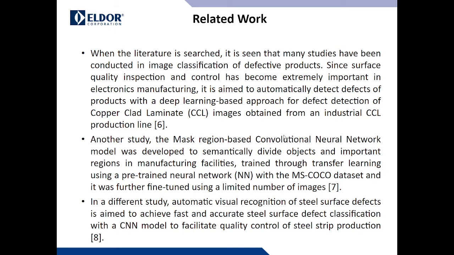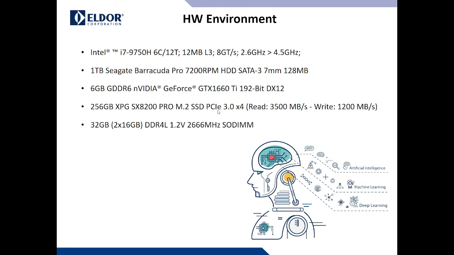But first of all, when the literature is researched, it is seen that many studies have been conducted in image classification of defective products. It can be surface quality inspection, or it can be a mass gradient based classification. There are lots of examples we can give. This is my environment to solve this problem. We have a 6 GB GDDR6 NVIDIA GeForce graphic processor unit, and also we have 32 GB RAM.